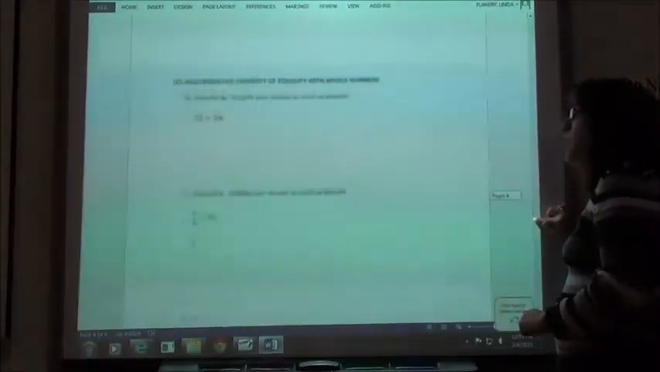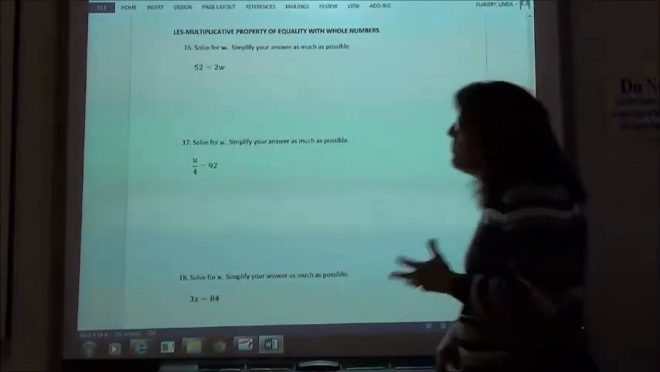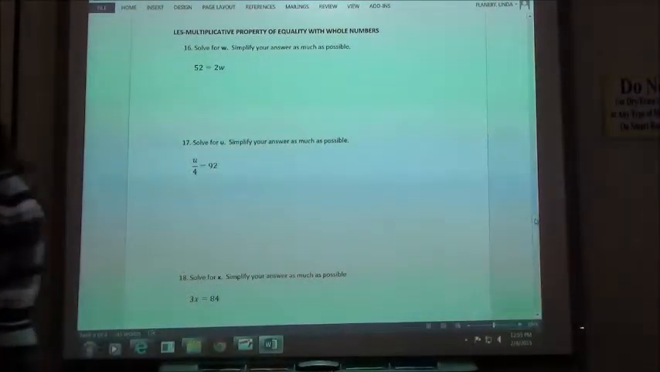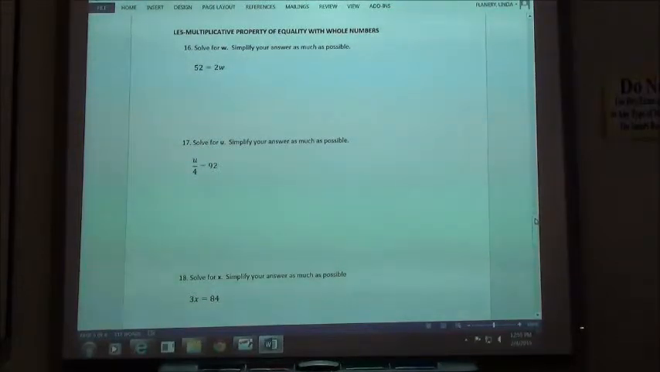The next property we're going to have is the multiplication property of equality. If I want to get rid of multiplying, I divide. If I want to get rid of dividing, I multiply. The sign is not going to change because we're not doing the opposite of adding and subtracting. We're doing the opposite of multiplying or dividing.